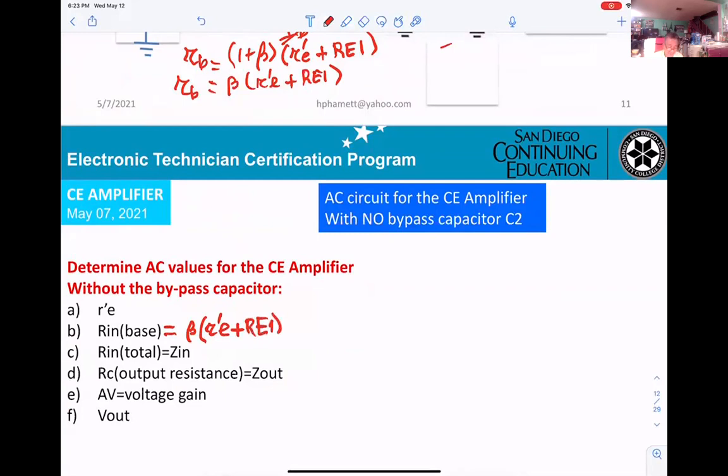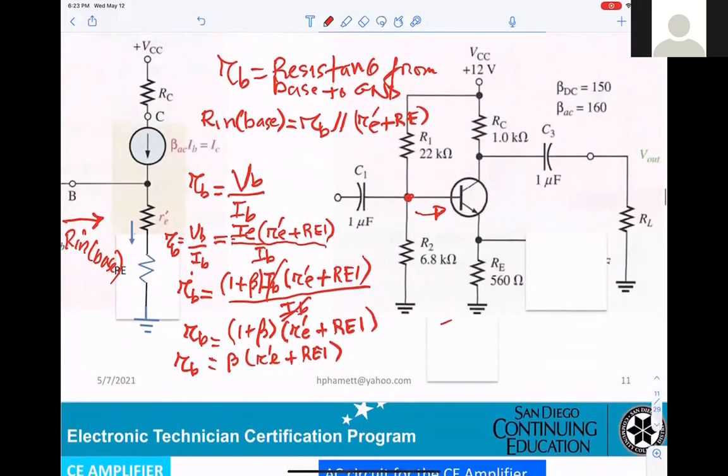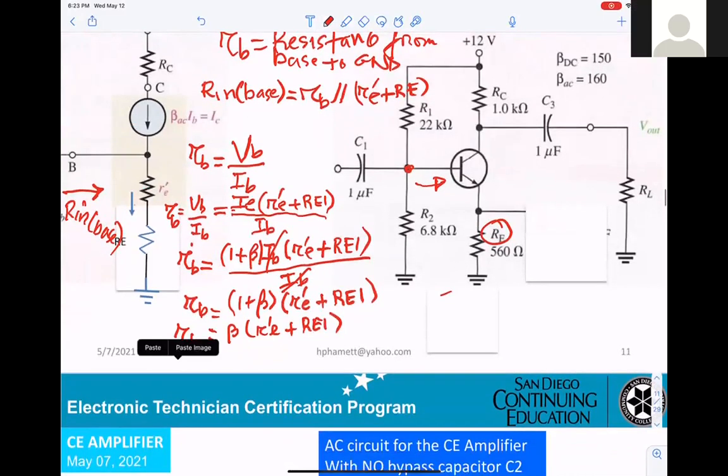Mr. Frank, can you show RE1 on the circuit? RE1, IE here. Oh, okay. They don't have an IE1. Oh, okay. That's IE. Okay. Yeah.